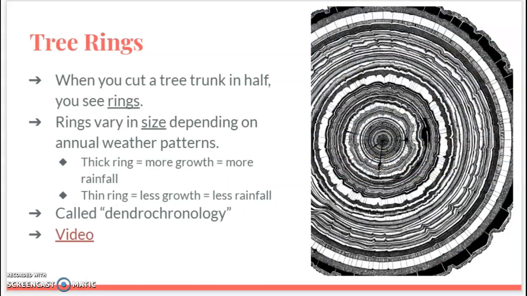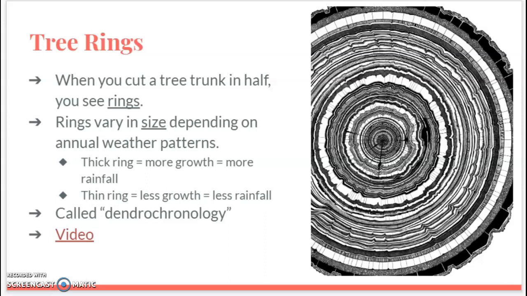Okay, our next artifact is tree rings. So when you cut a tree trunk in half, we see rings. So here we have a picture on the right of a tree trunk that has been chopped, and we can see all of the different circles. Each of those circles represents a year of growth. So rings vary in size depending on annual weather patterns.